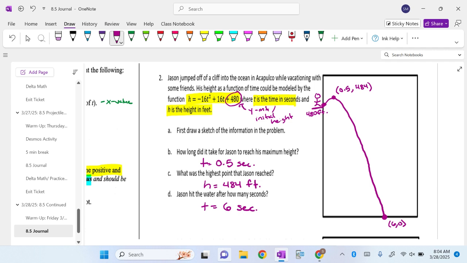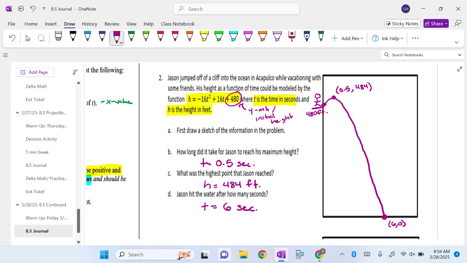James, what did you get for the actual highest point that you reached? Good. How'd you get that? Right. It's the y value of the vertex. Good. So 484 what? That's 484.